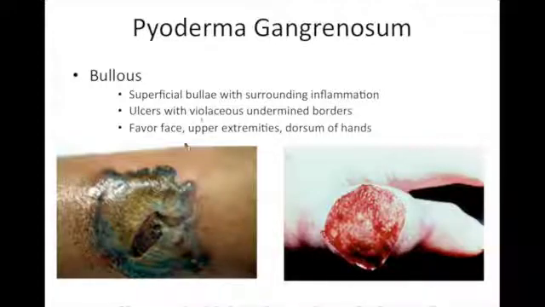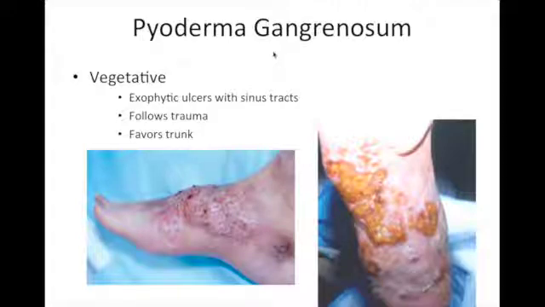Bullous forms. These are superficial bullae with surrounding inflammation. Some of them will have hemorrhagic or even purpuric changes. These have violaceous undermined borders. It may affect the face, upper extremities, and dorsum of the hands. When they do affect the face, there's a variant called pyoderma maligna that is associated with Wegener's. It's probably some form of variant of this. It's associated with leukemia, myelodysplasia, as well as inflammatory bowel disease.